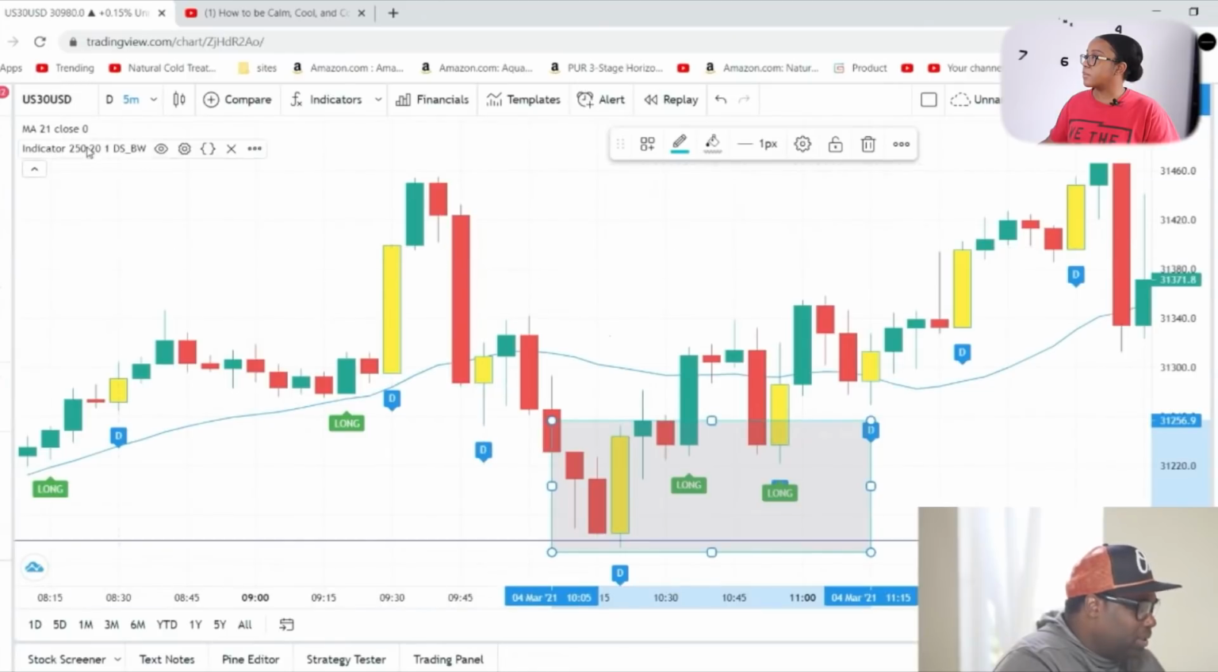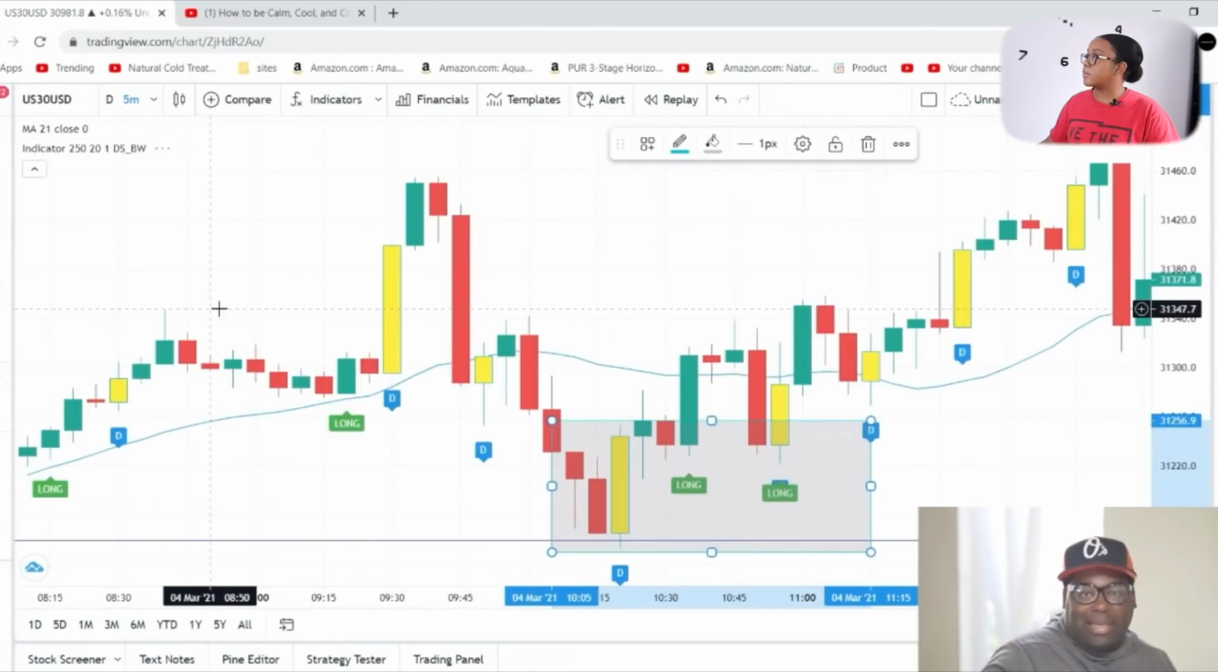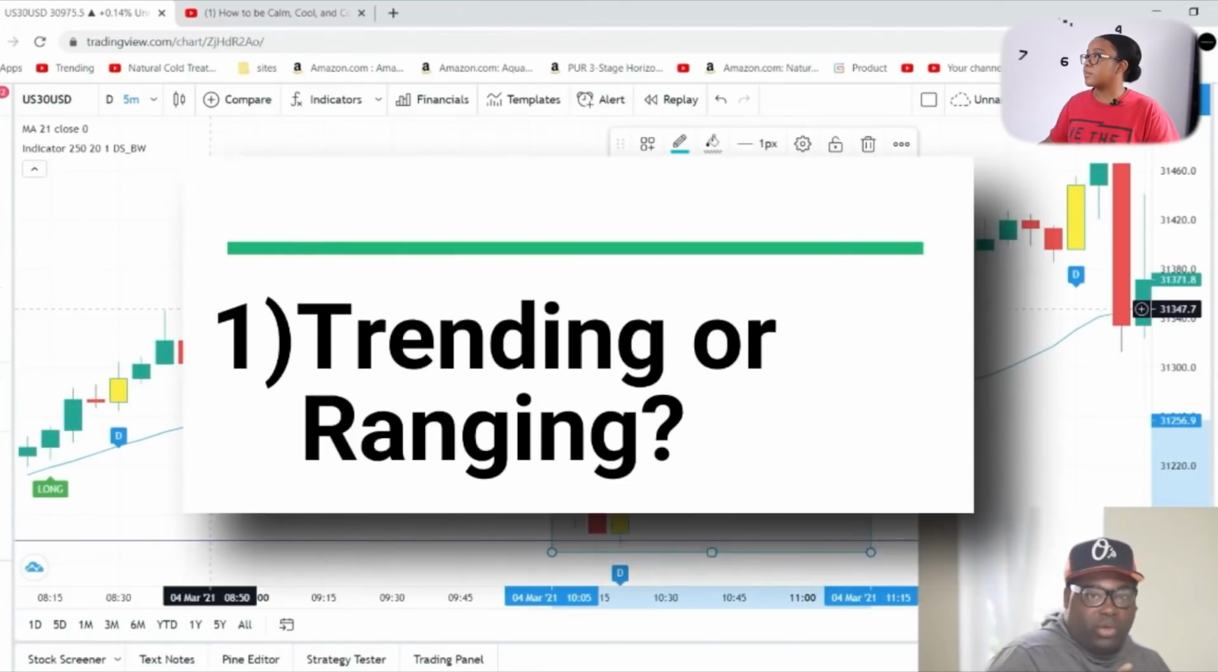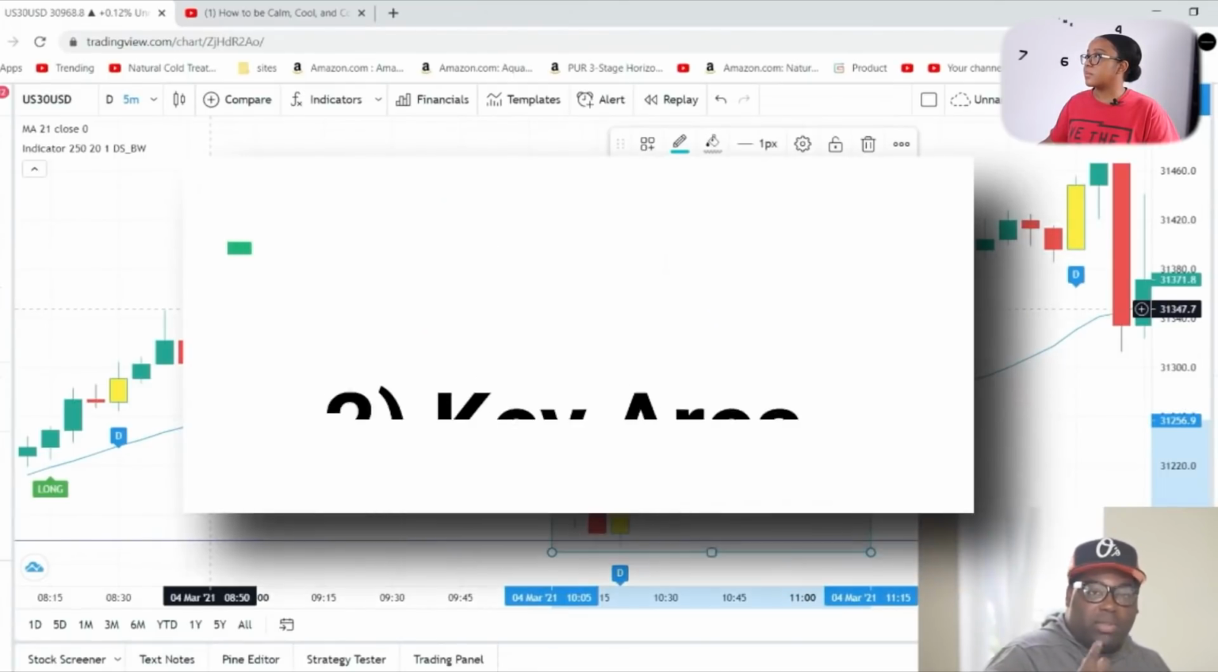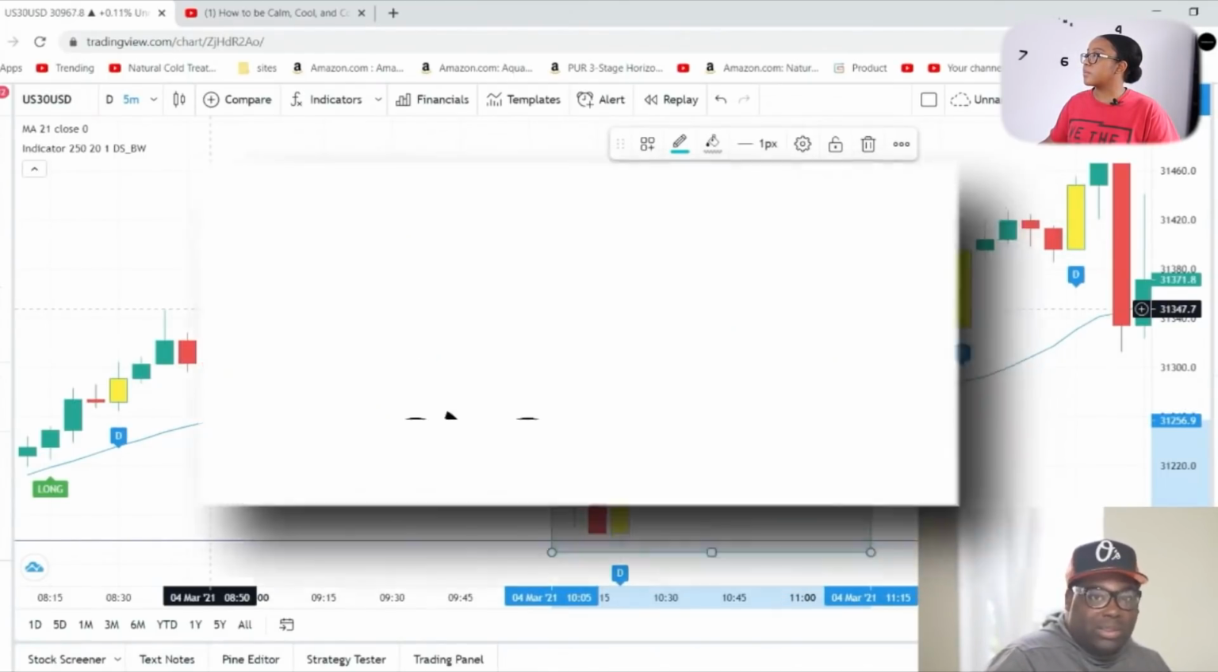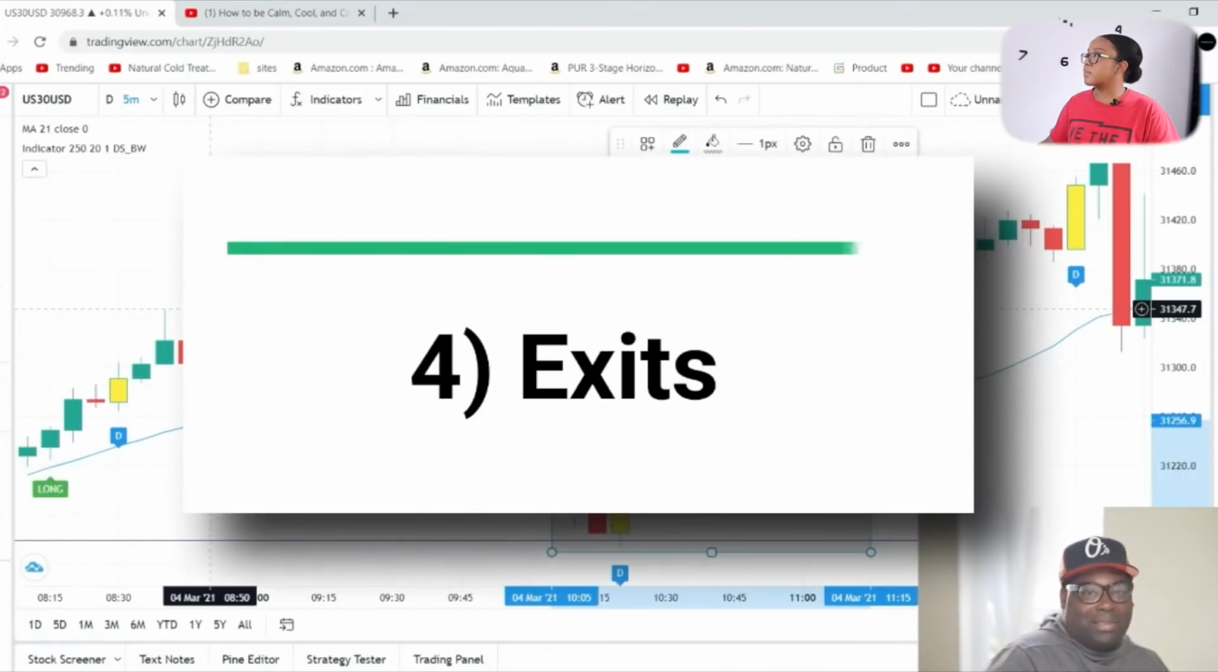But overall, guys, like I said before, collect data, okay? And then make sure you follow those 4 steps. Number 1, trend, or if it's ranging. Number 2, key area. Number 3, your setup. And number 4, your exits, okay?